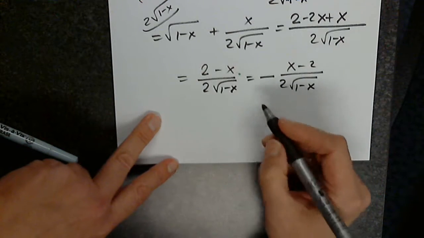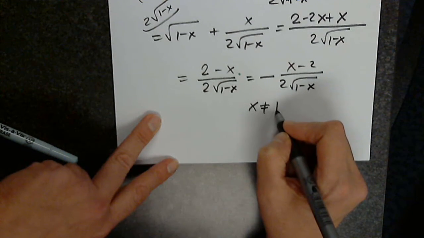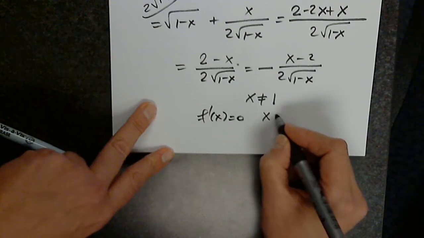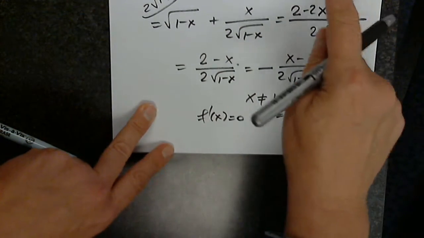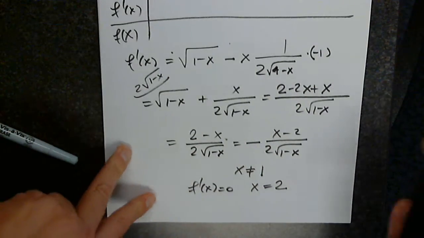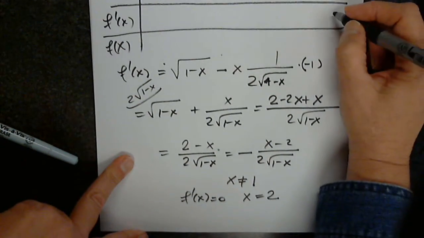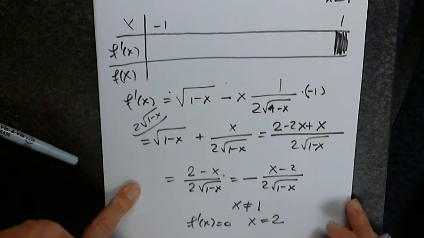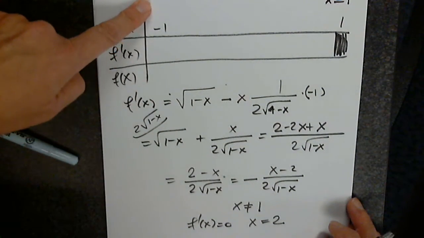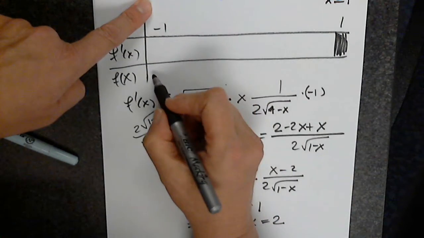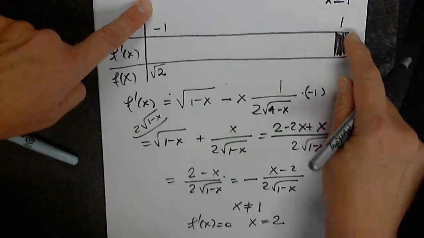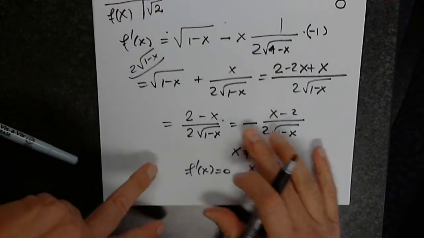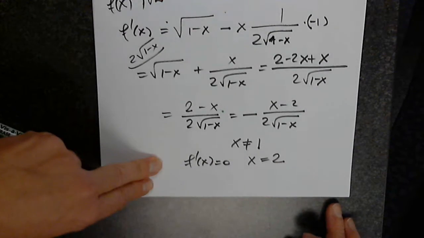I have two problems here. x cannot be 1. And if f prime is set equal to 0, then x equals 2, which is not in the domain. It's outside. But I have to write that the derivative is undefined here. I have to plug in negative 1, and when I do, I have the square root of 2. I have to plug in 1, and when I do, I get 0. And basically, there is nothing else I can plug in.